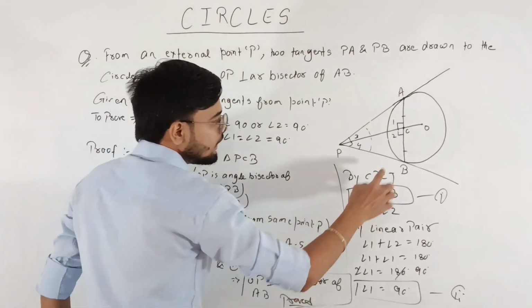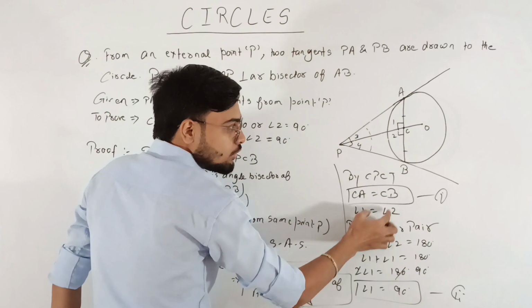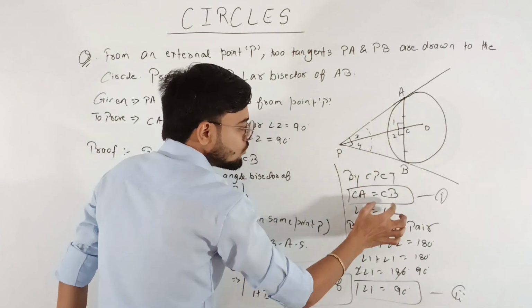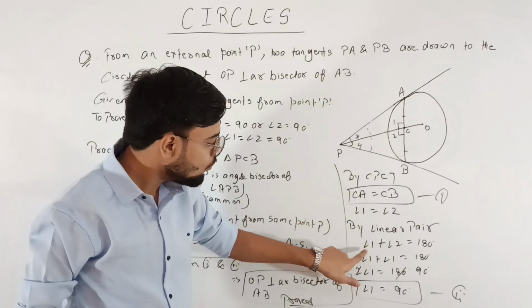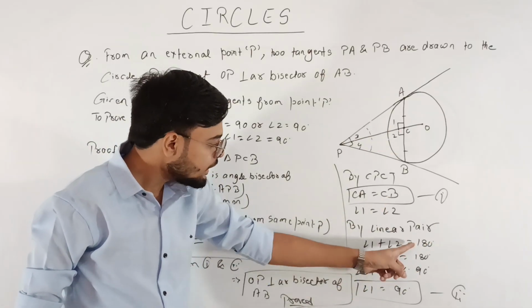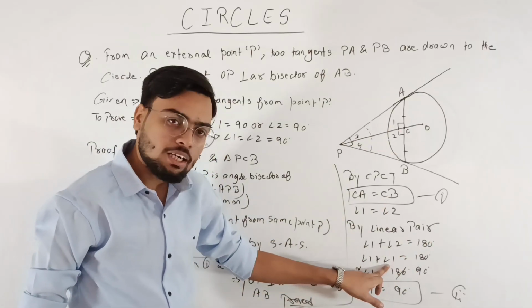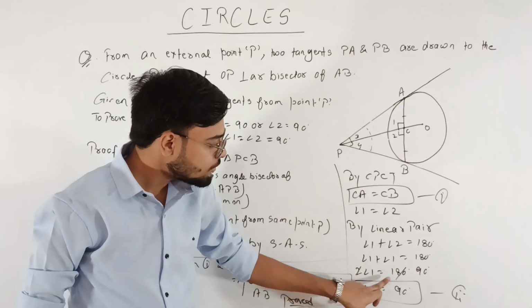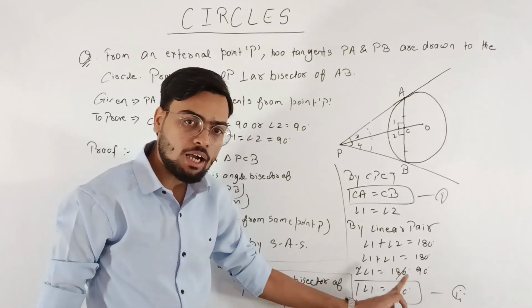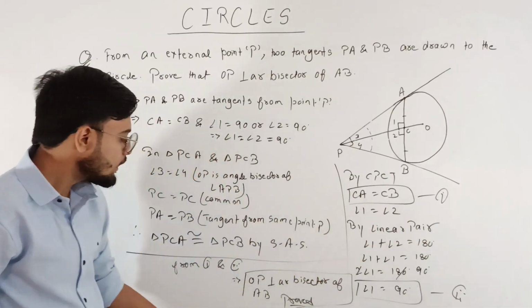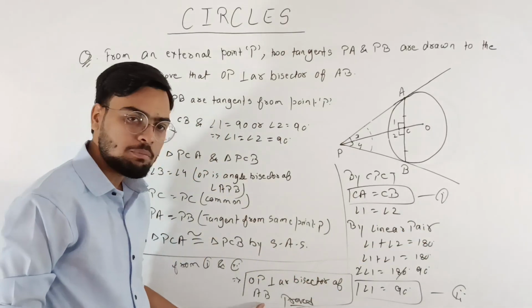Then by CPCT I write angle 1 is equal to angle 2, and CA is equal to CB. Now look, angle 1 is equal to angle 2, and by linear pair, angle 1 plus angle 2 is 180 degrees. So in place of angle 2 I write angle 1. So 2 times angle 1 is equal to 180 degrees. Now 180 is divided by 2, then angle 1 is equal to 90 degrees. Now from these two results I write OP is the perpendicular bisector of AB.